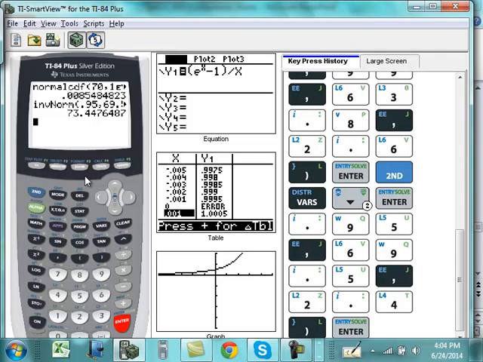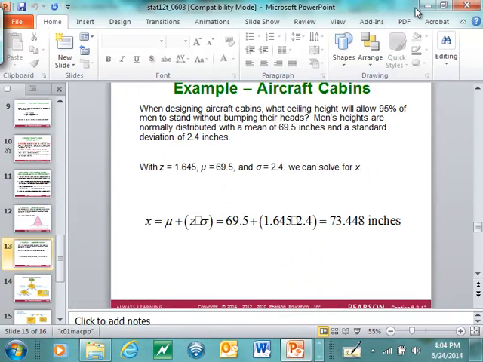And that gives us a height of 73.447448 inches. So about 73.5 inches then would be an appropriate height for the cabin of that plane, so that at least 95% of men can stand up without having to hunch over inside the aircraft.